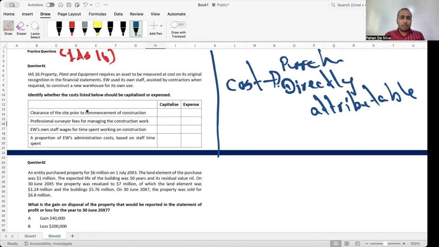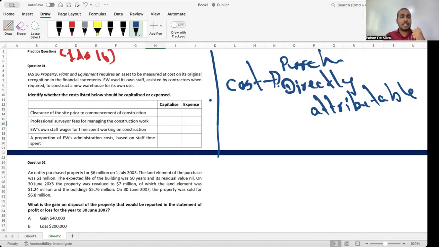So let's go through each one. The first one is clearance of the site prior to commencement of the construction. We are constructing this warehouse on a land. We can't just go and construct the warehouse on this land. We have to definitely do some kind of activities, maybe leveling, digging, likewise various activities on this land in order to make the land suitable for the construction. Without this preparation of the land, can we proceed with the construction? No. Without proceeding with the construction, we can't get this warehouse to the expected usage, expected condition.